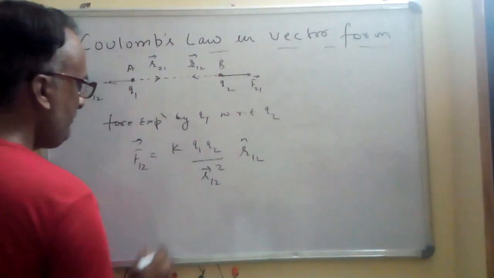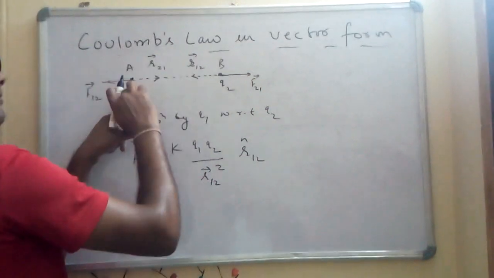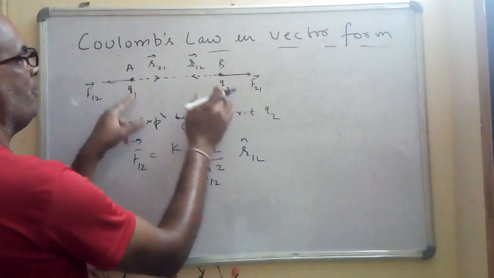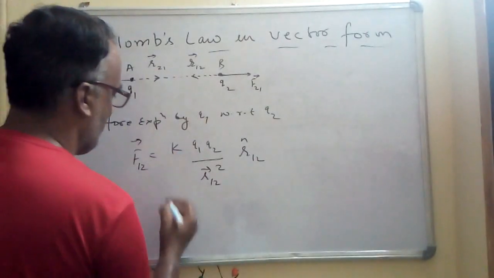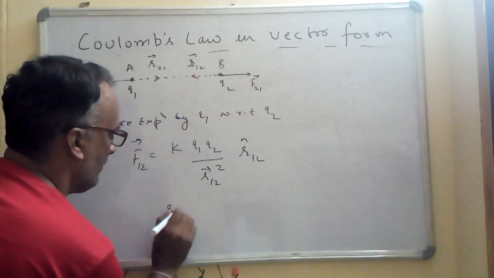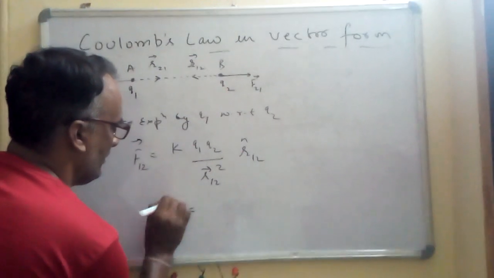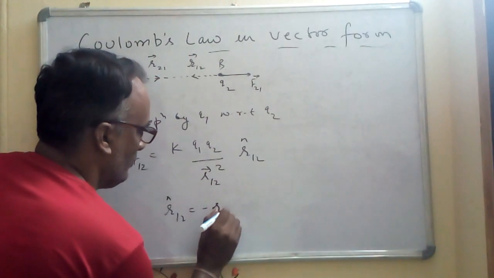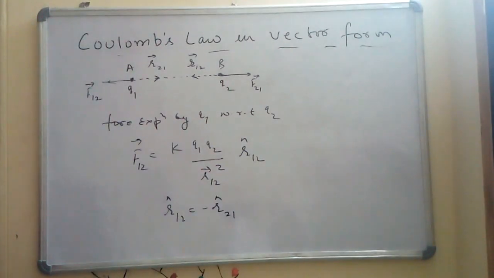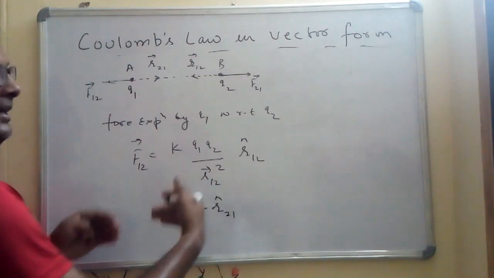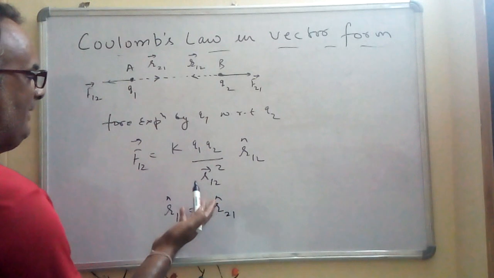Now we know that the position of Q2 with respect to Q1 and the position of Q1 with respect to Q2 are the same in magnitude, but opposite in direction. So for that, what to do? We know that R12 can be rewritten as minus R21. You can also write like this, because they are position vectors acting in opposite directions, right? So we will take now.